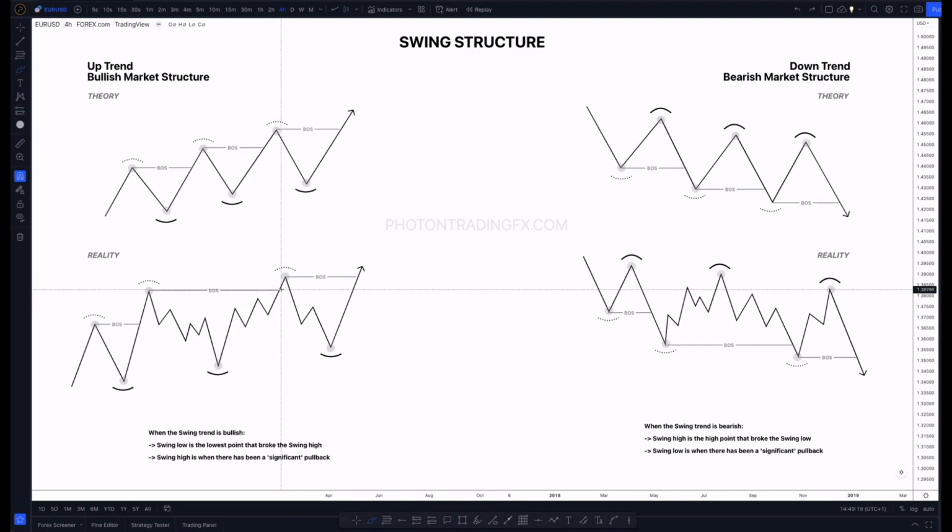To find a swing low in a bullish market, a swing low is the lowest point that broke the swing high. So for fractal structure, what is it? We always find the nearest low, which would be here if this was fractal structure. But for swing structure, we need to find the lowest point, because with fractal structure we want to be aggressive. With swing structure, we want to be a lot more conservative. So when we get that break of structure and we want to go, okay, where is our new low?